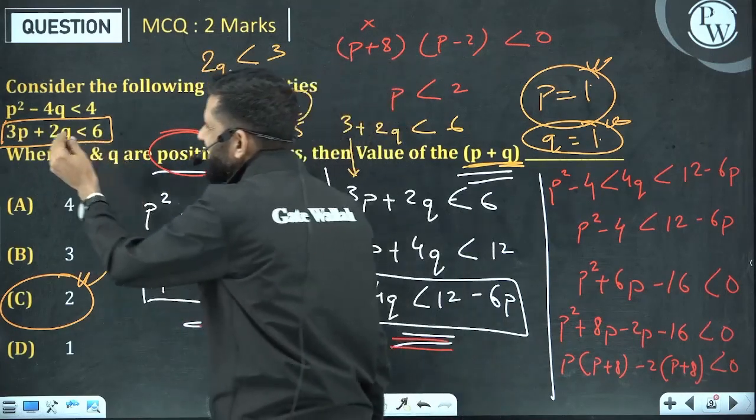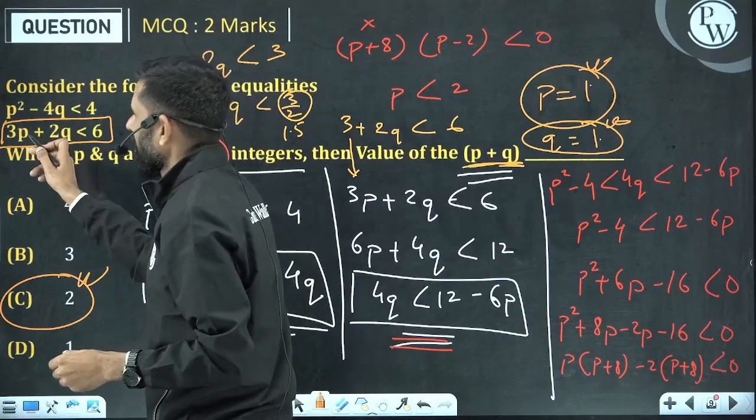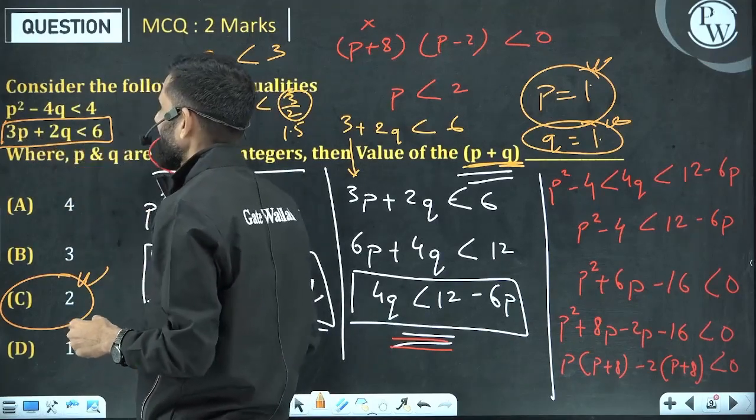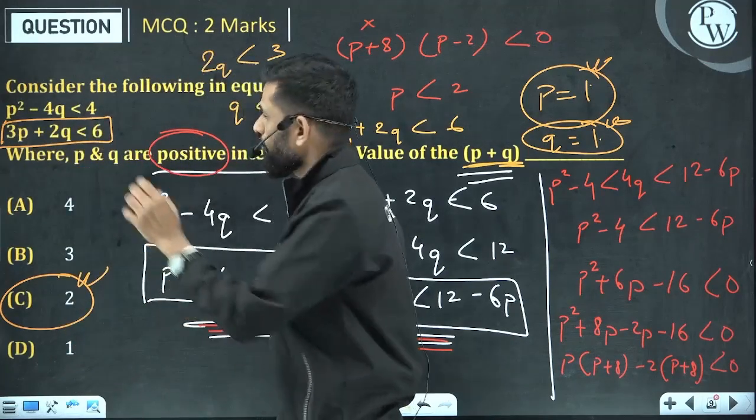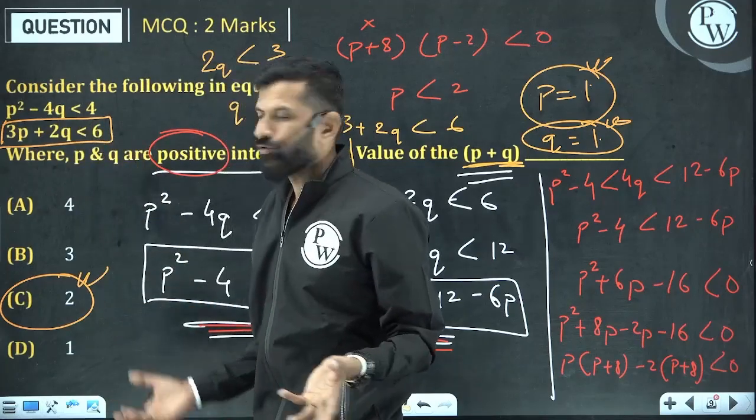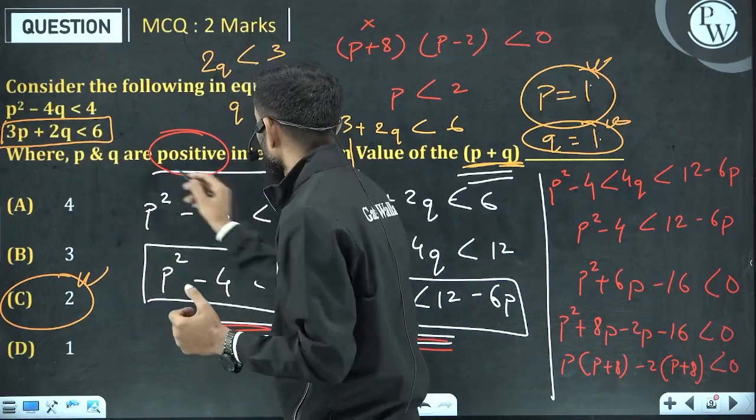You cannot increase more than 1. So 3 into 1 is 3, and 2 into 1 is 2. 3 plus 2 is 5. So 5 is less than 6. Yes. No other number you can keep because it should be a positive integer.